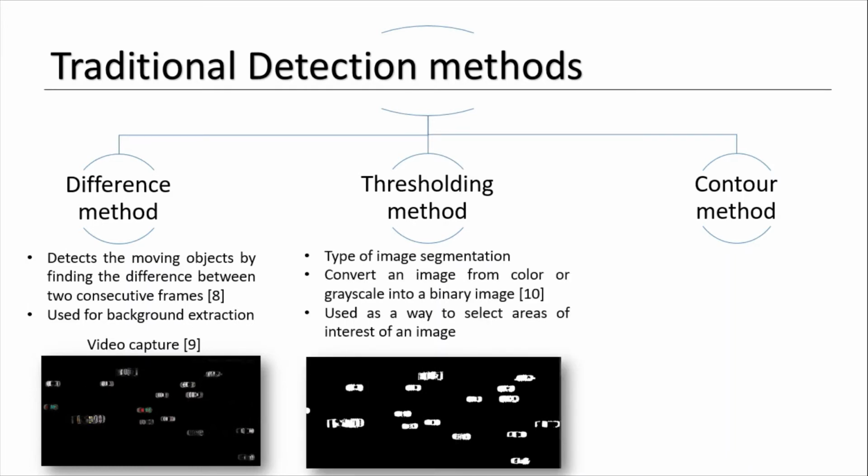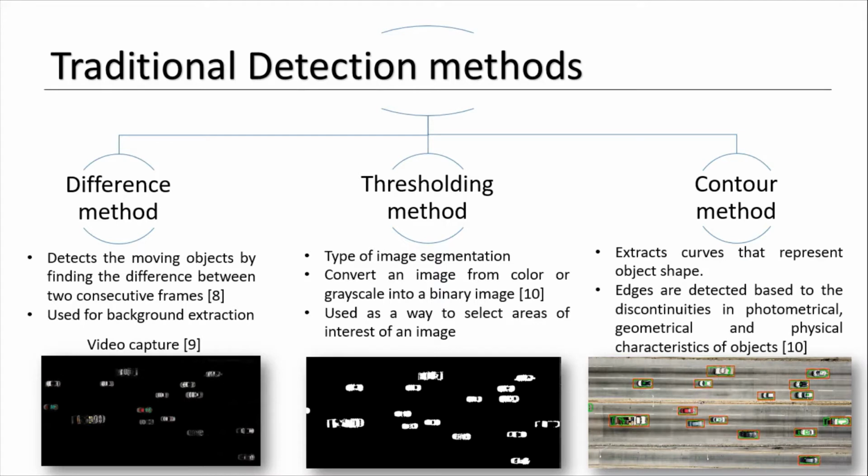Second method is the thresholding method. Thresholding is a type of segmentation where we change the pixels of an image to make the image easier to analyze. In thresholding, we convert an image from color or grayscale into a binary image, 0 or 1, based on the thresholding value that we choose between 0 and 255. We use the thresholding as a way to select the areas of interest of an image.